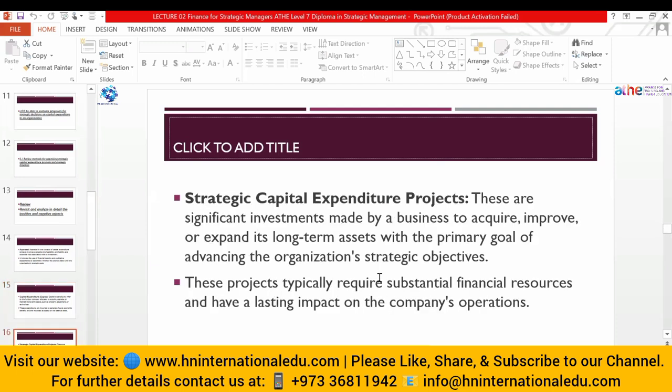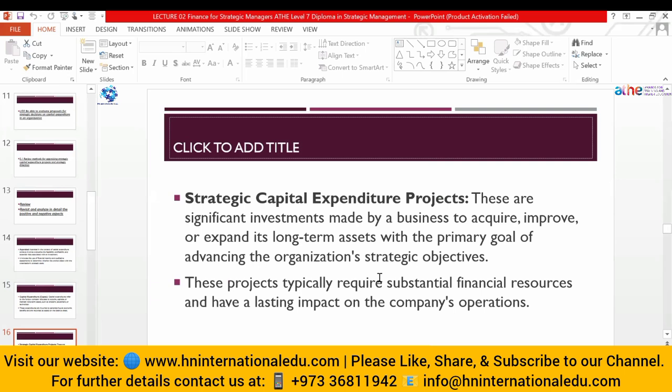Strategic capital expenditure projects. These are significant investments made by the business to acquire, improve, or expand its long-term assets with the primary goal of advancing the organization's strategic objectives. Again, the thing lies there that we have to work with the goals and objectives of the organization, but apart from it, what a capital expenditure project strategically means is that we're going to take over another business. And even when we're taking over another business, we need to see what their management is, how the work environment is. Everything matters a lot. And we can upgrade ourselves, we can improve ourselves as a business, or we can expand the long-term assets like businesses, factories, and so on.